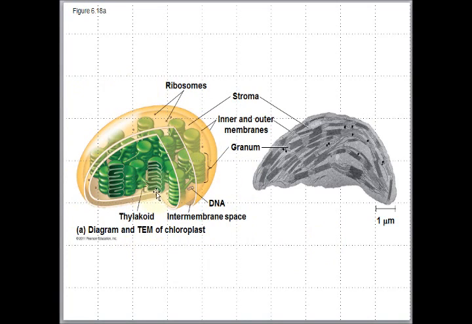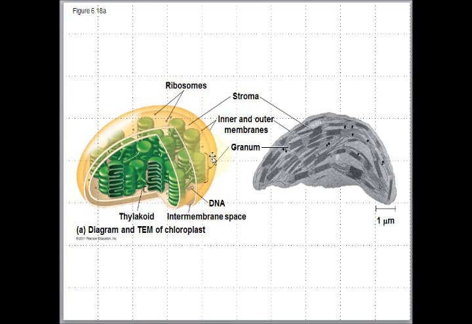Inside you have these thylakoid membranes that are stacked up on top of each other. One of these stacks is called the granum, and then the fluid around the granum is called the stroma. And then you also see some DNA and ribosomes inside there.